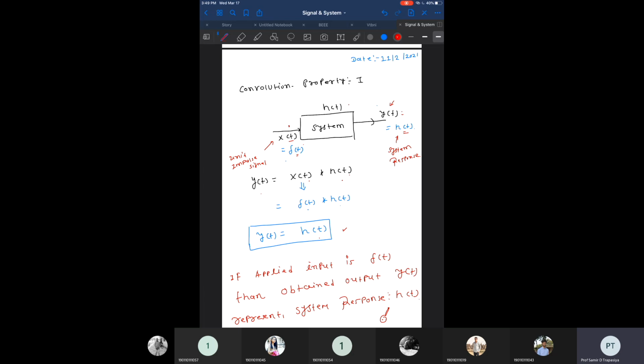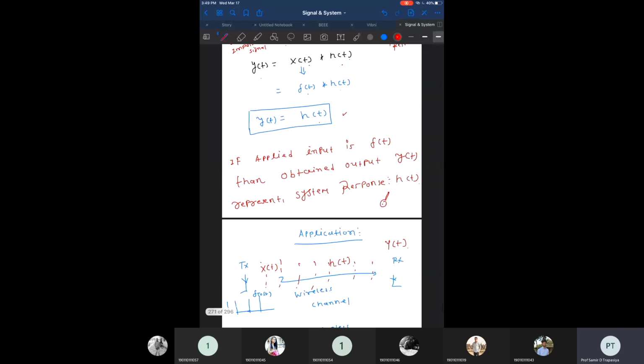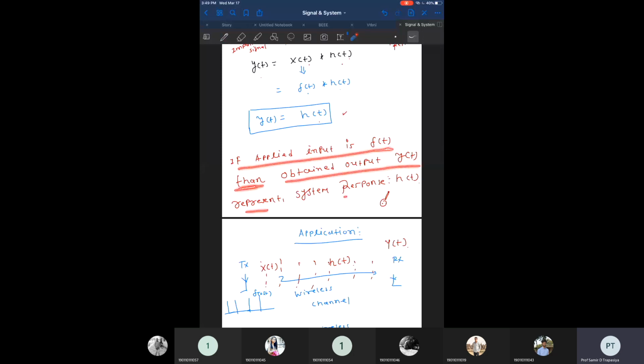The system response for a system which is unknown can be known only when we apply the input of the system as a unit impulse signal. That is a very important property. It will tell us this very useful thing: if the applied input signal is delta of t, the unit impulse signal, then the obtained output y of t represents the system response h of t. Very importantly, you need to note it down: system response h of t.